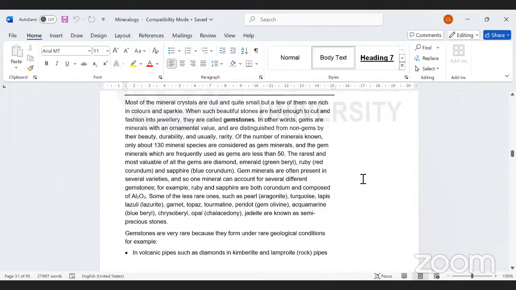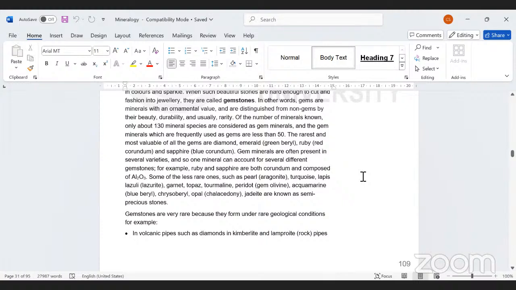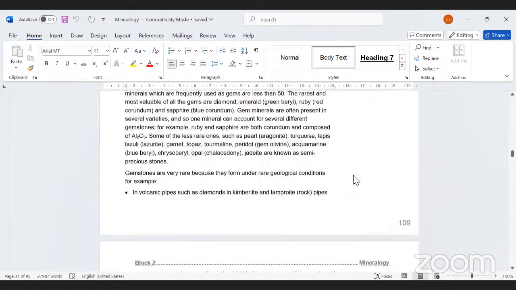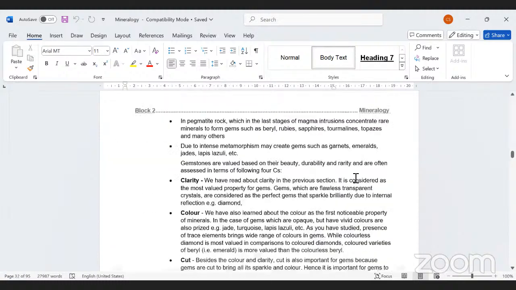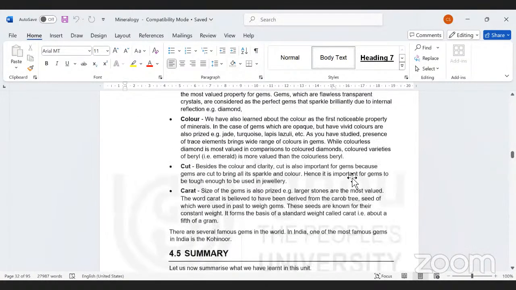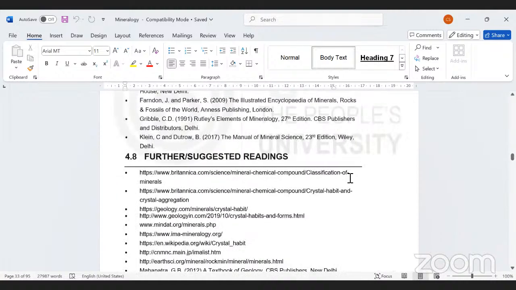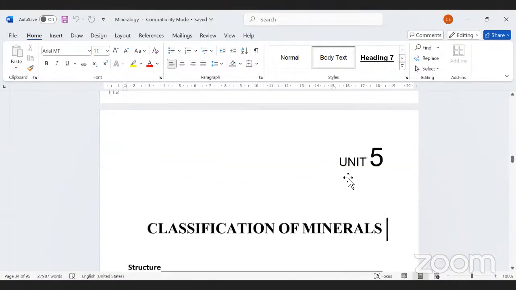I mean Al2O3. Some of the feldspars like aragonite, calcite, and the turquoise, lapis lazuli, which is known as lazurite, garnet, topaz, opal, which is a chalcedony, and aquamarine, beryl, and amethyst, which is related to quartz. Those are also counted in the gemstones category. Those are all the questions that will be there.